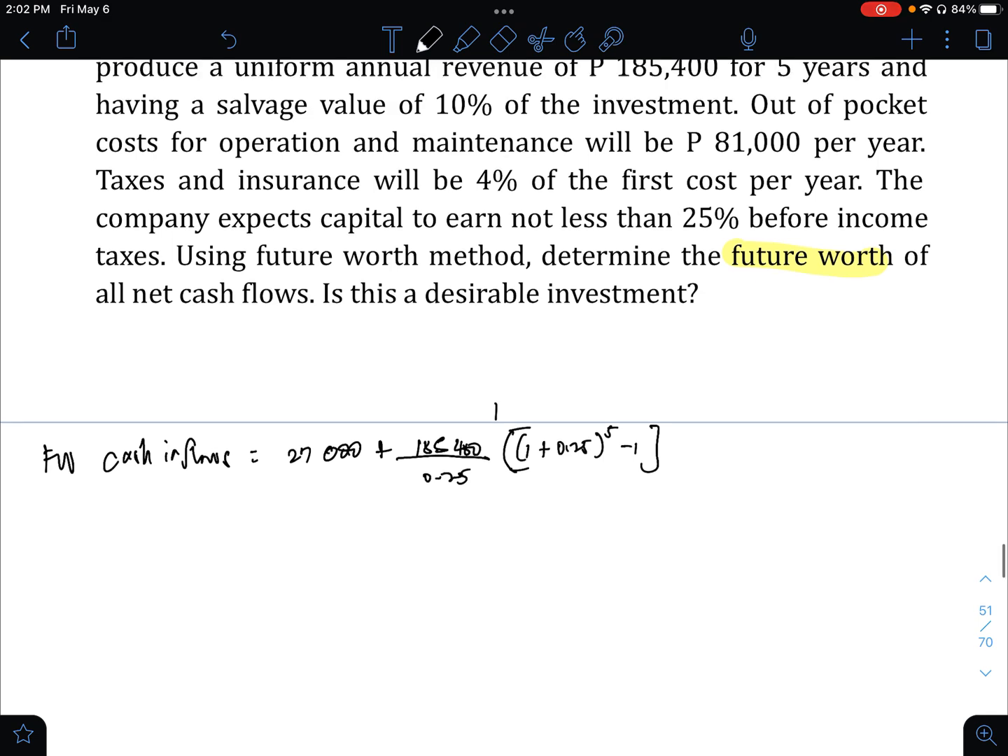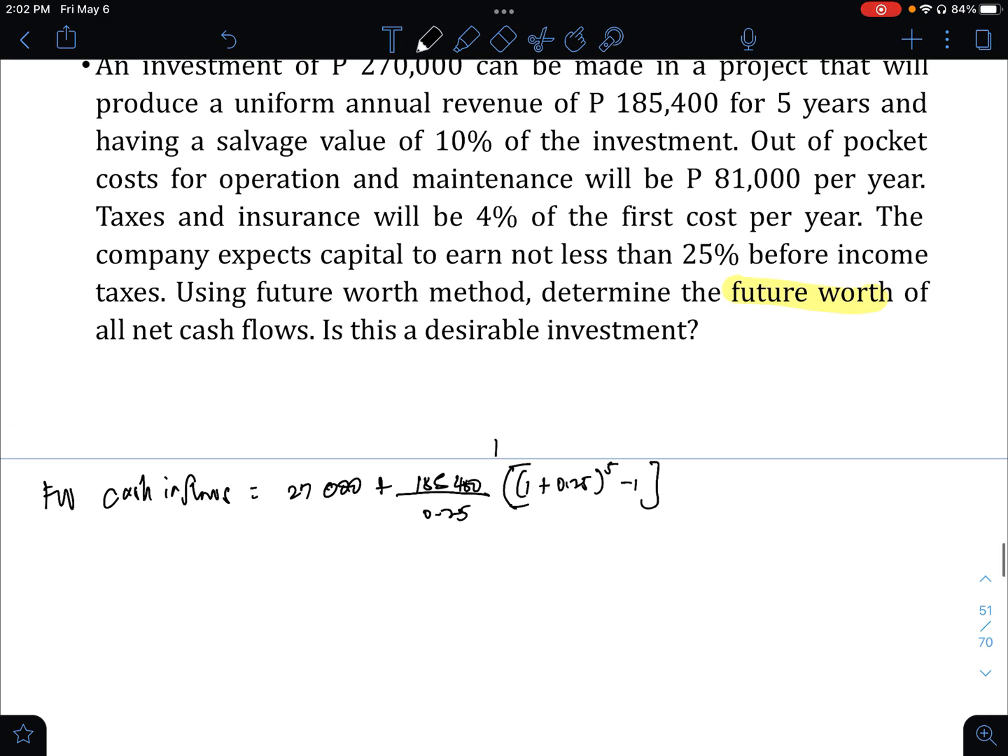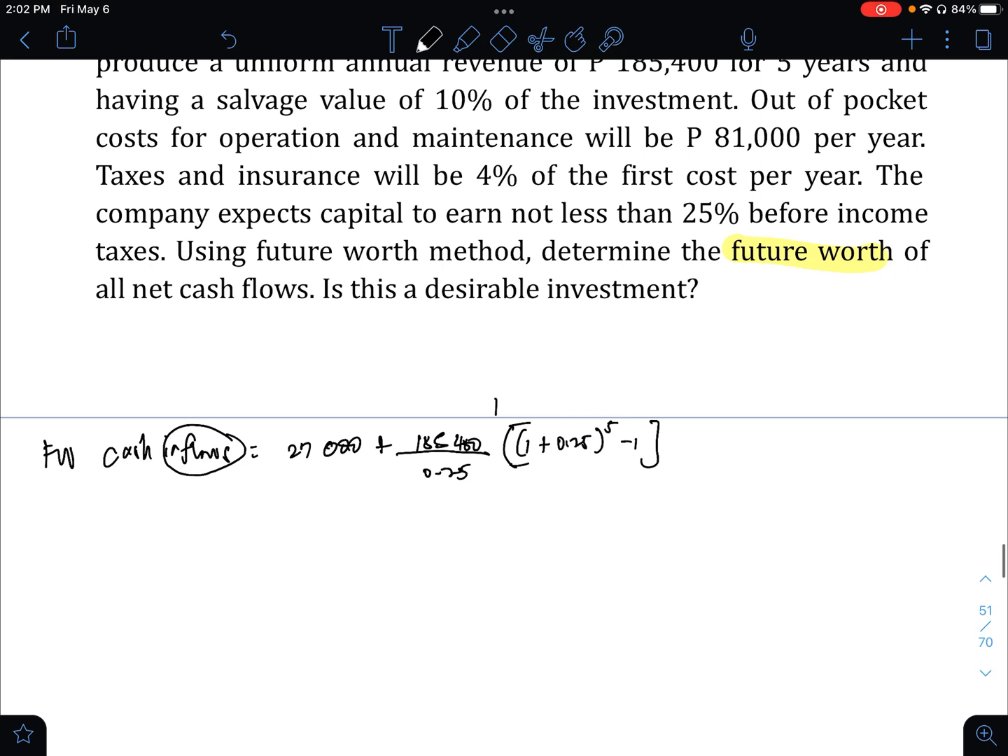Okay? Why is the salvage value included? Over time, in the future, the equipment, we can sell it. So that's why it is included in the cash inflow. So that's why we have the salvage value and the future worth of your annual revenue. That's the point of the future worth method. I hope you got that.